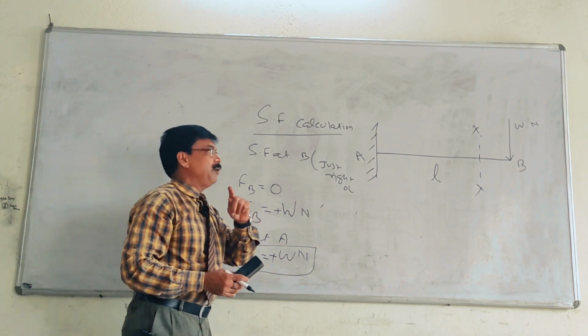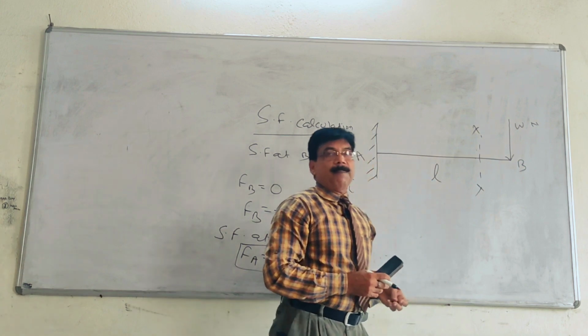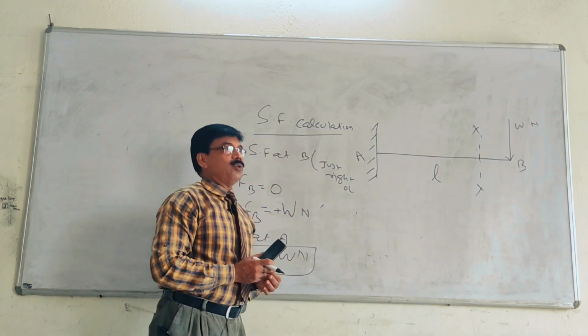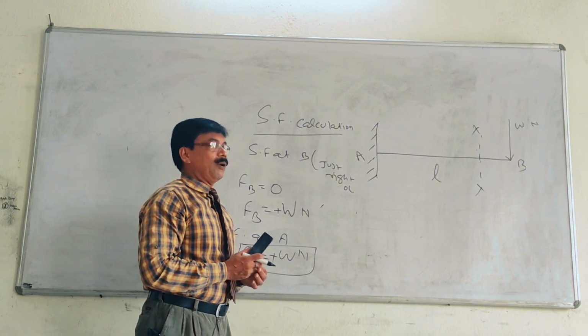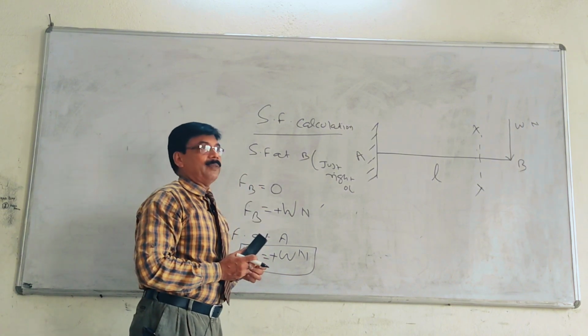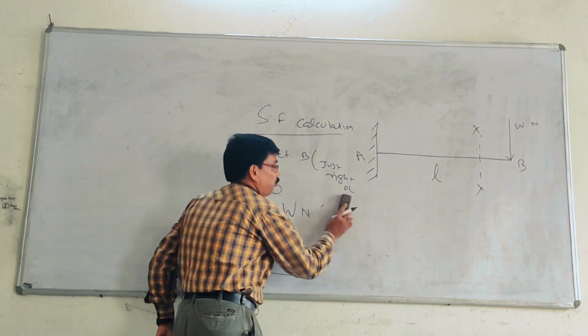Again I am repeating: shear force right of B is 0, shear force left of B is W Newton, shear force at A is also W Newton, and the beam is coming down, the right of the section is coming down, which means it is positive. So draw the shear force diagram.